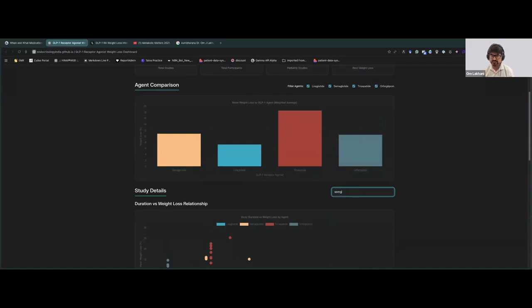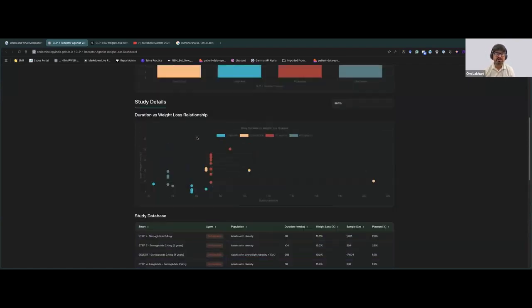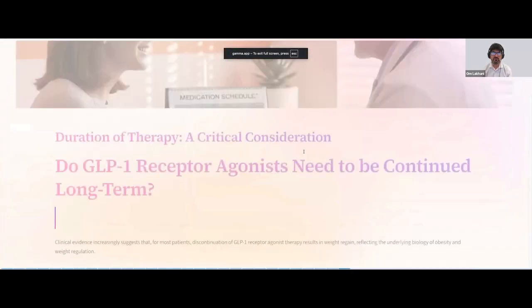Let me actually do a little bit of a search here also. Do a search just for SEMA, and I will show you just the semaglutide trials. There's actually a head-to-head trial where they compared semaglutide and tirzepatide. So they're very interesting trials. These are all data available to you at your fingertips now, if this is something you really want to look at.